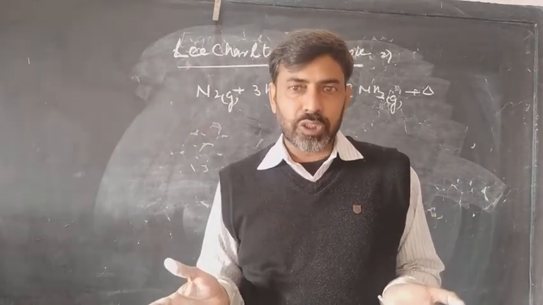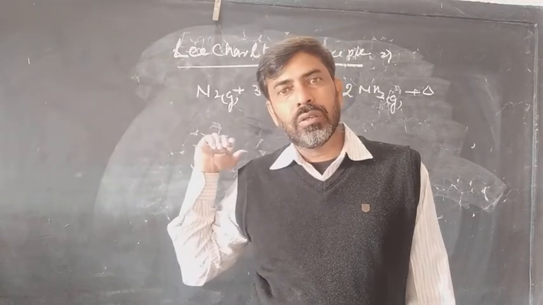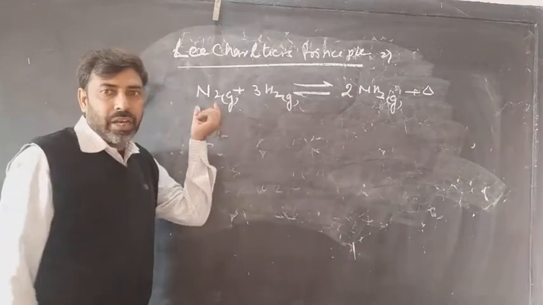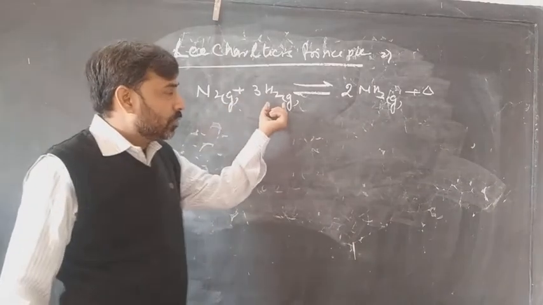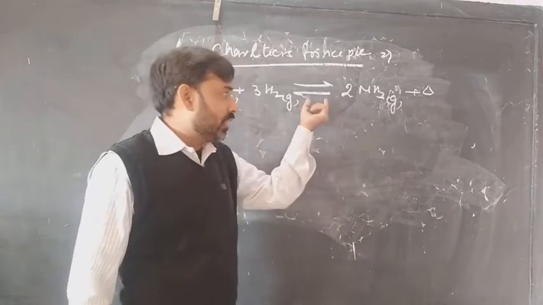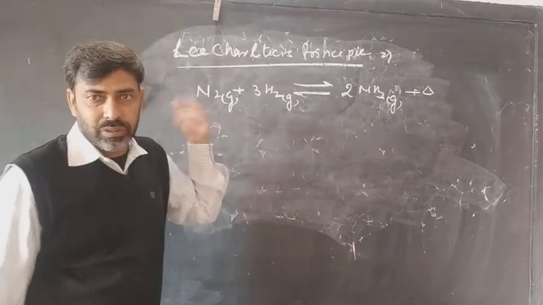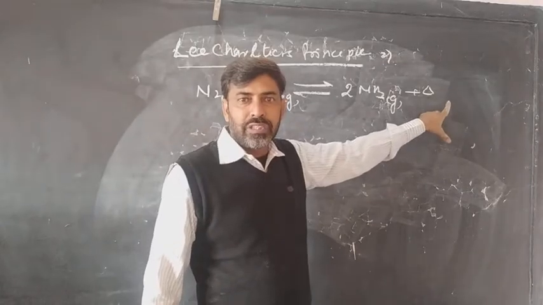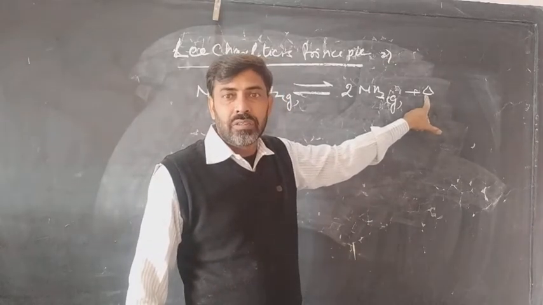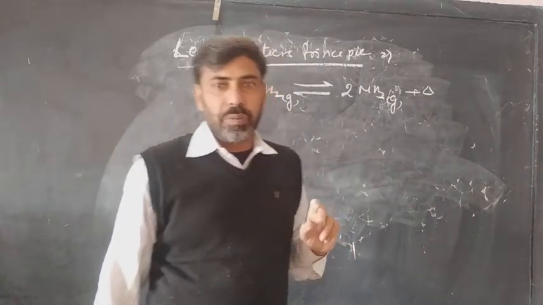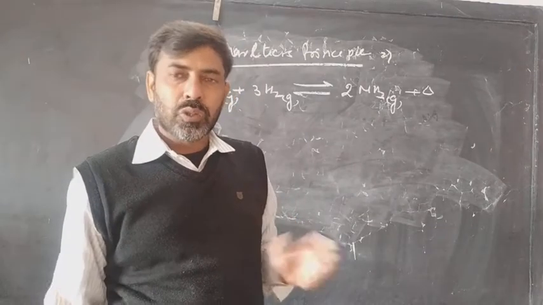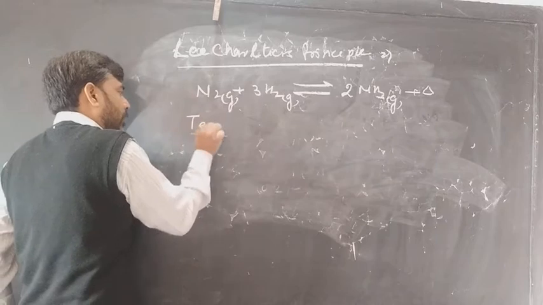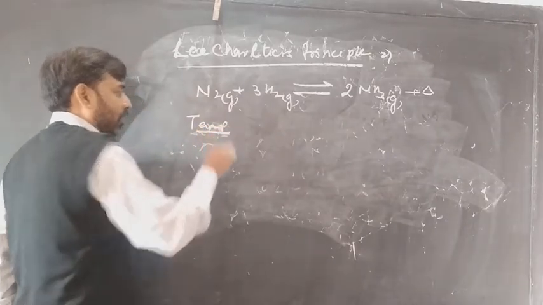I am just trying to explain the fact on the basis of this chemical reaction. The chemical reaction is here, nitrogen is reacting with hydrogen to give ammonia. The reaction is reversible and all the reactants and products are gaseous by nature. And when we see this, it suggests that the reaction is exothermic by nature. So what will be the effect? We are starting with the effect of temperature. What will be the effect of temperature?